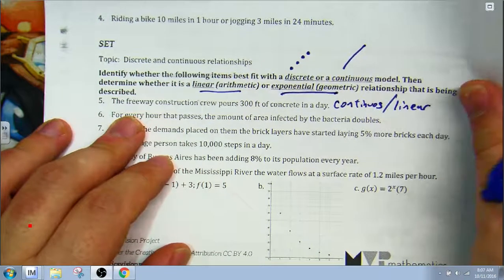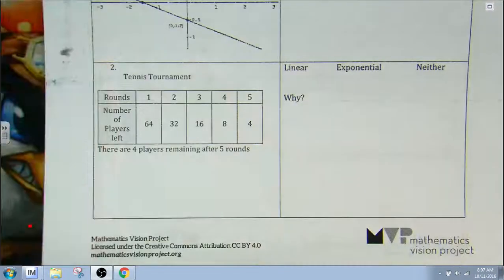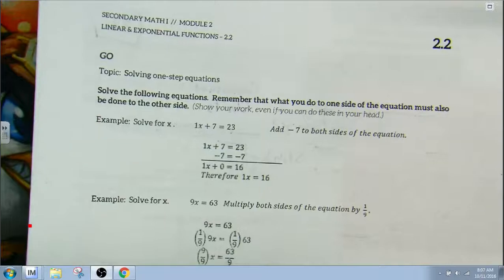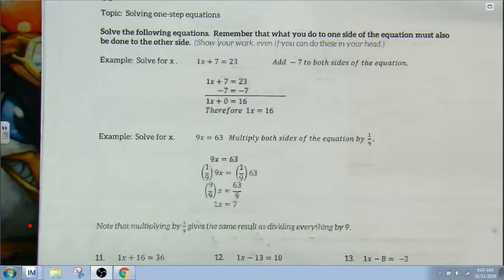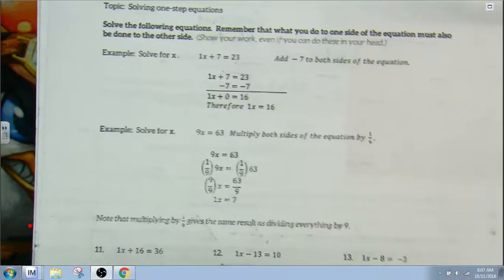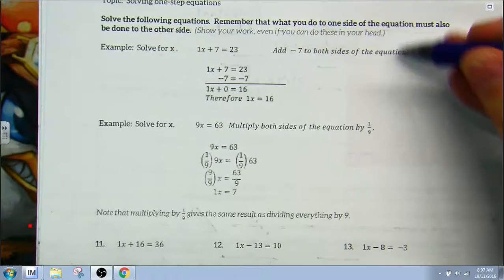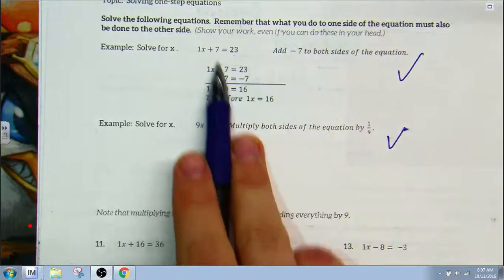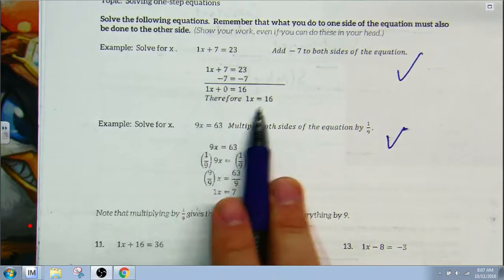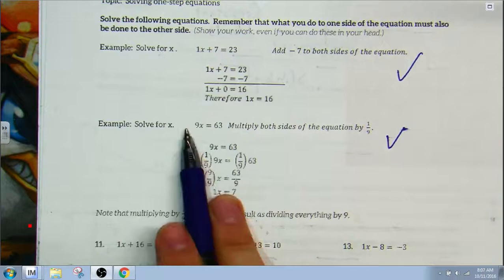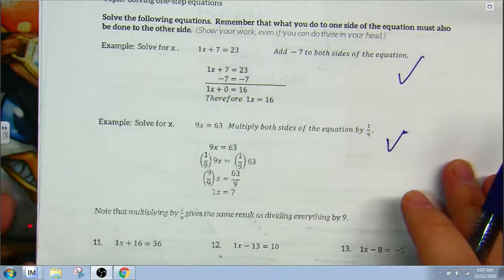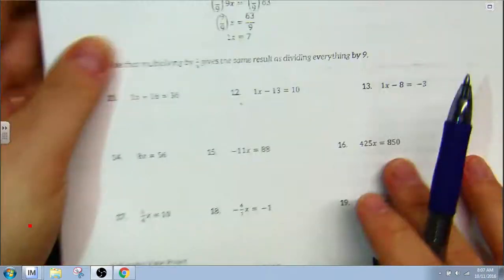Alrighty, so let's go ahead and flip the page for the last section. Here we are back to solving one-step equations. These are starting to turn into some two-steps here. And it gives you a little example here of how to do it. Solve the following equation, and here we see that we subtract 7, therefore we know x is 16. Divide by 9, therefore we see x is 7. But I'll go ahead and do one with you all.